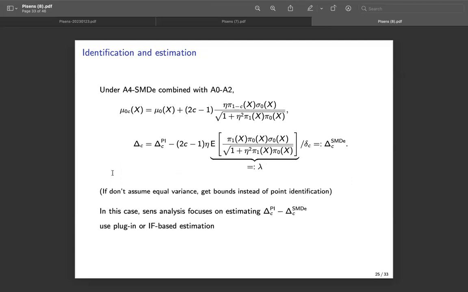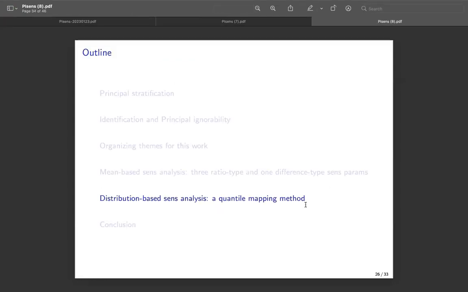And actually this result implies that the true delta C, if the sensitivity assumption holds, is shifted away from what we have under PI by this amount. And by the way, if we don't assume equal variance, we don't get this point estimation, but we get bounds. So in this case, instead of focusing on the types A, B, C estimators, for estimation, we actually just focus on this difference here. And for that, you can use either plug-in estimation or influence function-based estimation. So that's what we have for the mean-based sensitivity analysis.